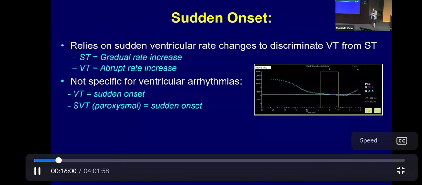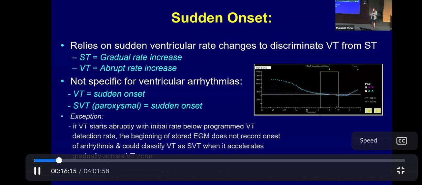So this really relies on a gradual increase, a concept in sinus rhythm to get to sinus tachycardia, and an abrupt increase in rate with VT. But again, it's not specific for ventricular arrhythmias, as you can have SVT like that. Now, the one exception: if you have a VT that's very close to the rate cutoff of the device, you might get that sudden onset. Say you have it set at 170 beats a minute and the rate of the VT is 160, you might get sudden onset below your detection rate, and it might speed up because maybe the patient's getting hypotensive and their catecholamines are increasing, and you might gradually cross that zone. So that may not be detected as a sudden onset in that case.